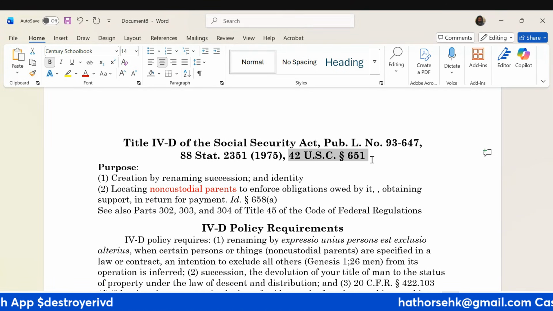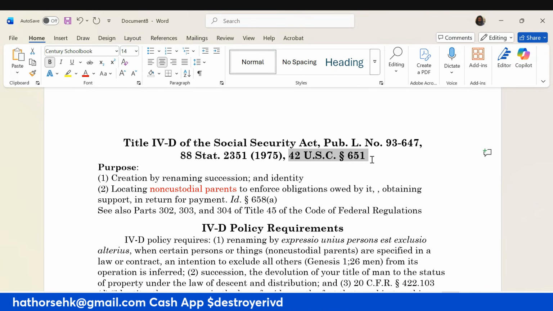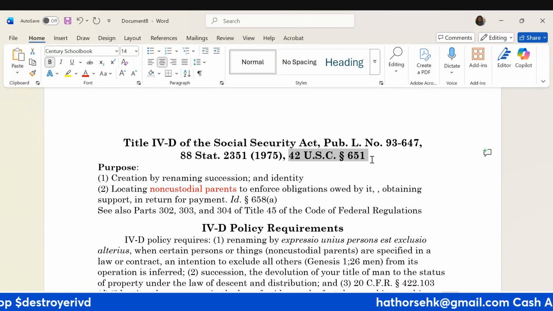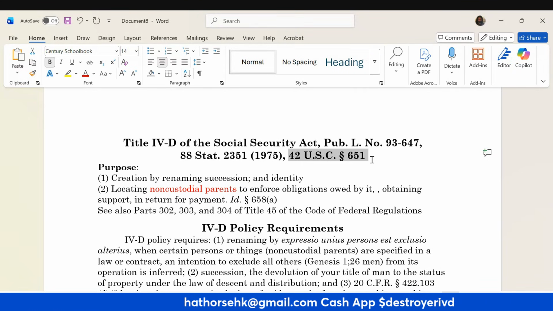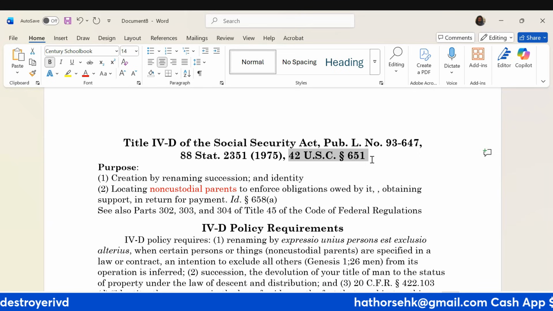Number two, by that identity, it locates non-custodial pay rents to enforce obligations owed by it, in return for what? 658A payments. That's incentive funds. And if you have not read the federal manual, page 54, it tells you that the states make a profit from the 4D program. And if you go to their website, they profit from customers.